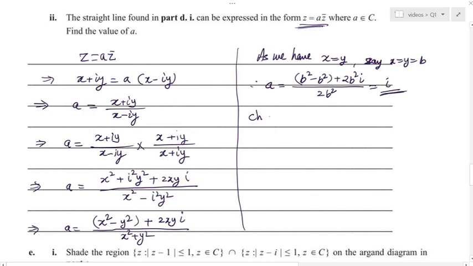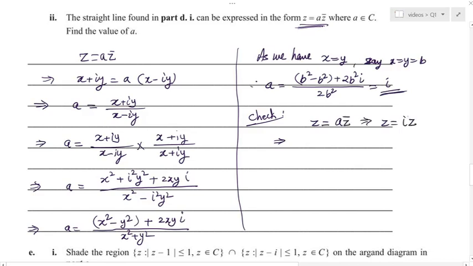So check: we have z = i z̄, which is basically z = a z̄ with the value of a put in.